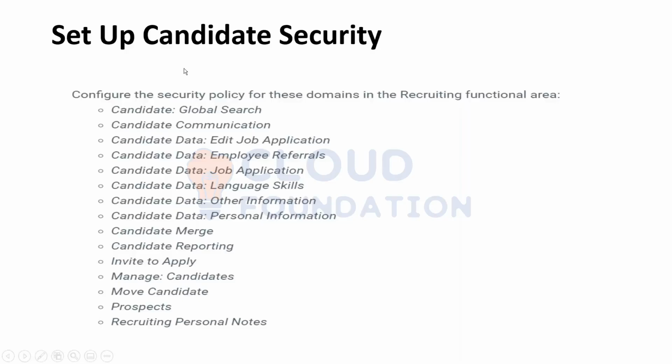So our first topic for today was setting up candidate security. So how will we be doing that? We will first go to the functional area and see the functional areas present. We'll filter with the recruiting filter, and click on that recruiting filter and we'll see all the domains present in that recruiting functional area. It means all those tasks and reports included in each and every domain will be part of the recruiting functional area.